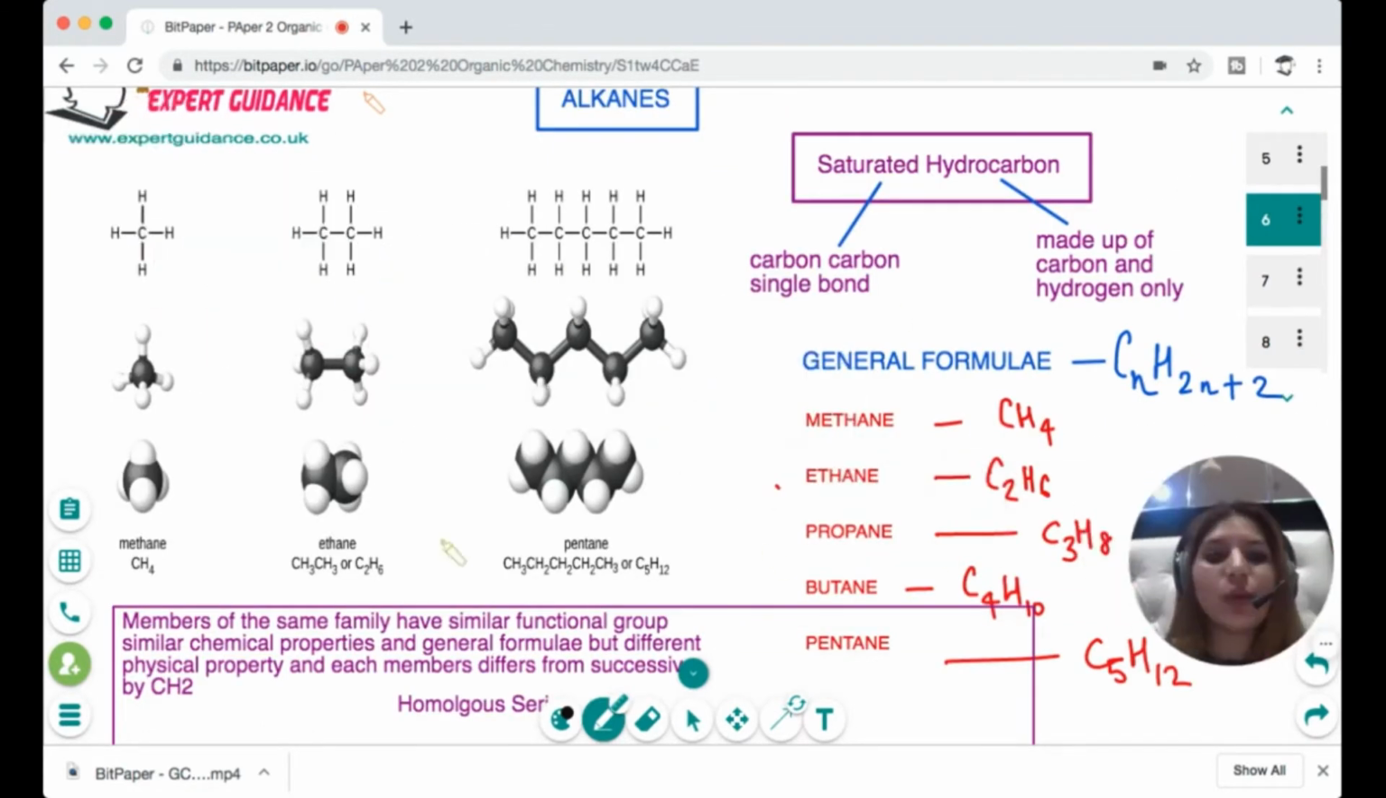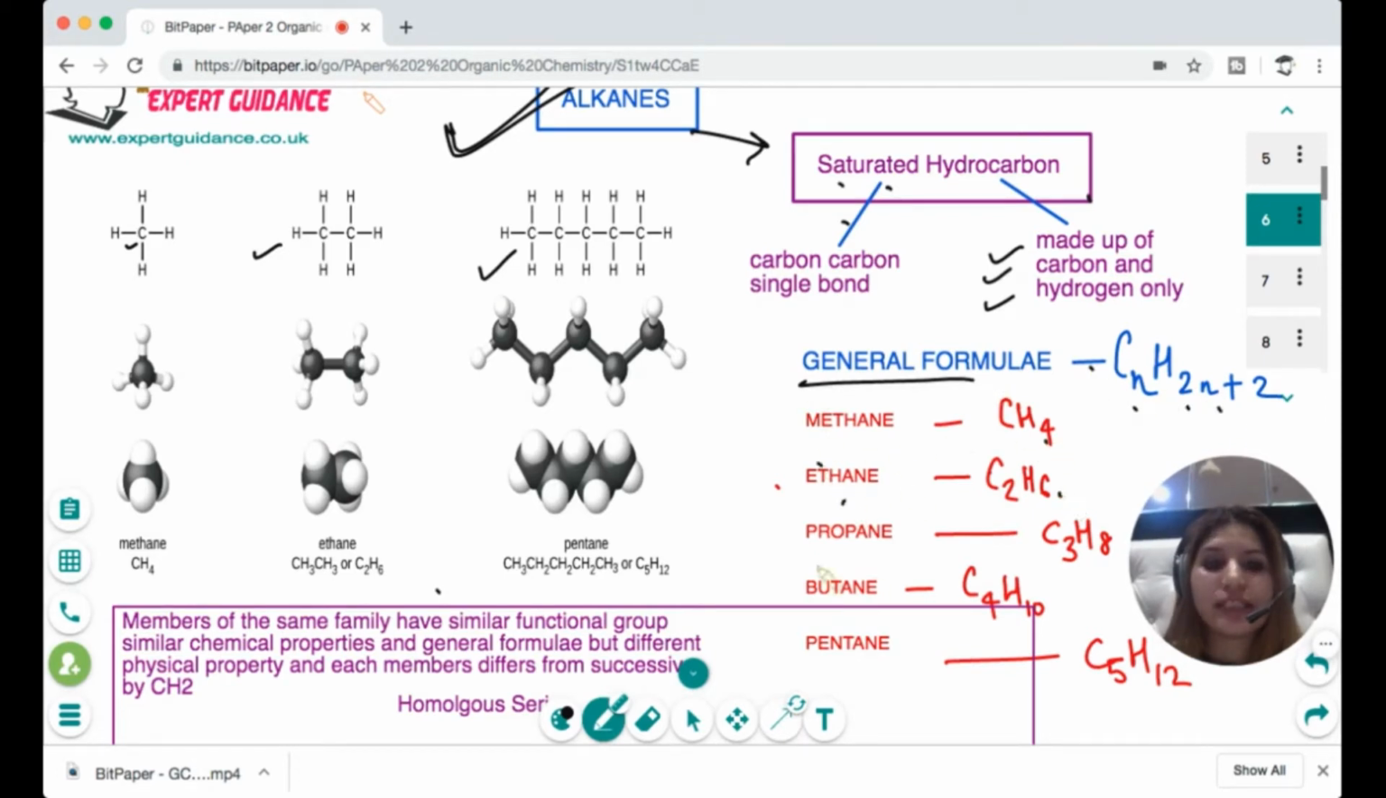Now let's see what hydrocarbons are. The first family of hydrocarbons is alkanes. How do we define alkanes? You have to define them using the words saturated hydrocarbon. Saturated means it contains carbon-carbon single bonds. You can see all these molecules have carbon-carbon single bonds. And hydrocarbons, because they are made up of carbon and hydrogen only, have the general formula CnH2n plus 2. So the first members would be CH4, C2H6, C3H8, C4H10, and pentane C5H12. So whatever the number of carbons is, you double it and add 2 for the number of hydrogens.